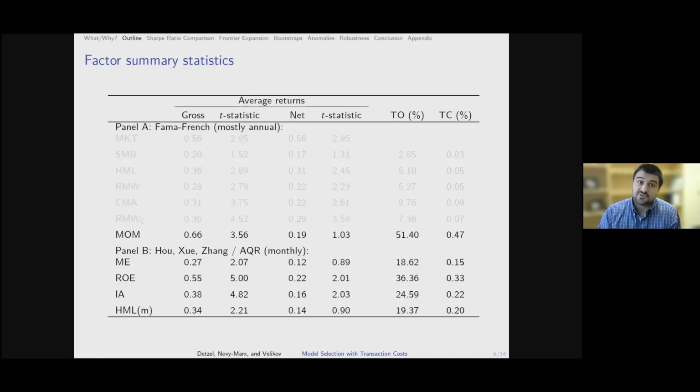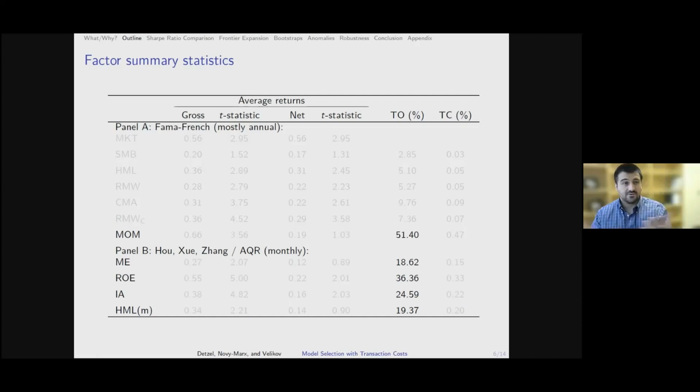That's very different for the other set of factors, though. The monthly rebalanced factors have turnover that varies between 18% for the Hou-Xue-Zhang size factor and over 50% for momentum. As a result, the trading costs are between 15 basis points for size and close to 0.5% per month for momentum. As you would expect, this means that the net returns are a lot lower. They're nowhere nearly as impressive. They vary between 12 and 22 basis points per month, and they're only marginally significant after cost, with the Hou-Xue-Zhang profitability and investment factors being the only ones that have t-statistics above 2.